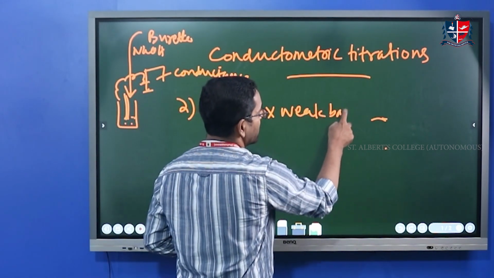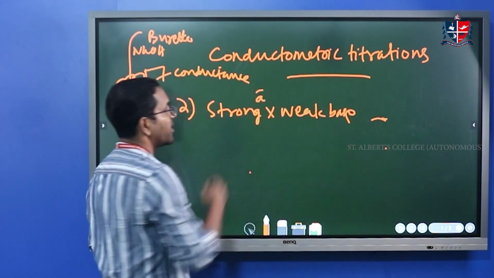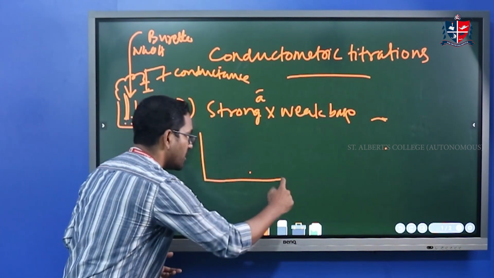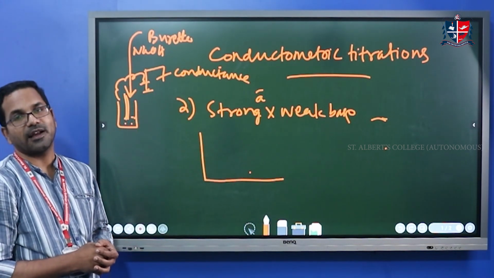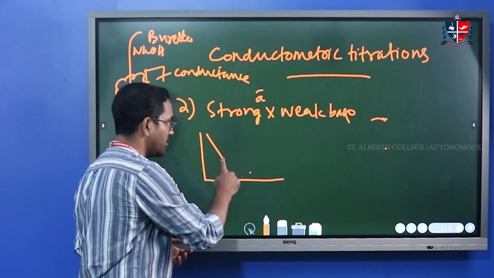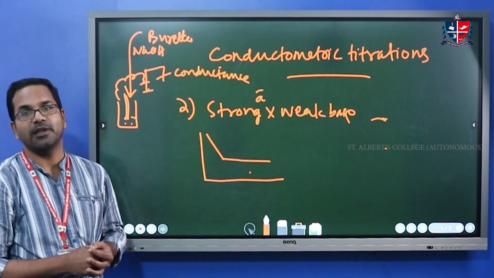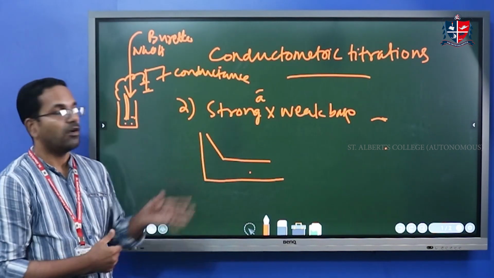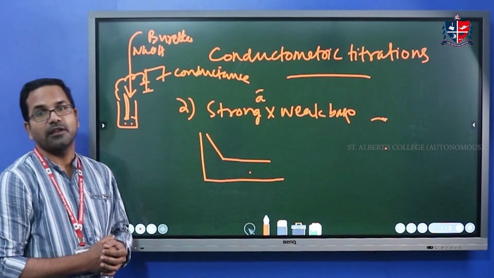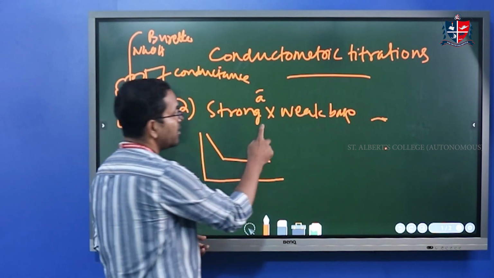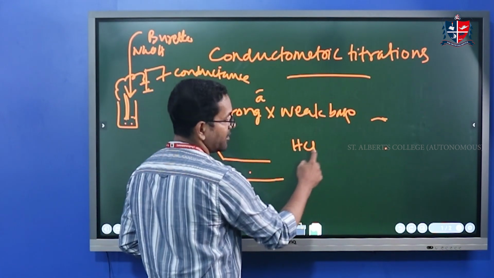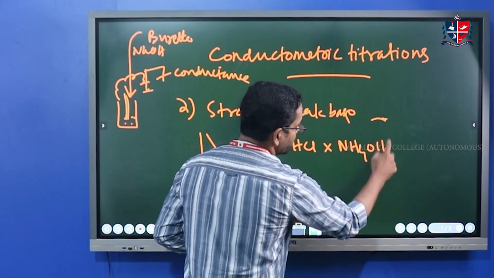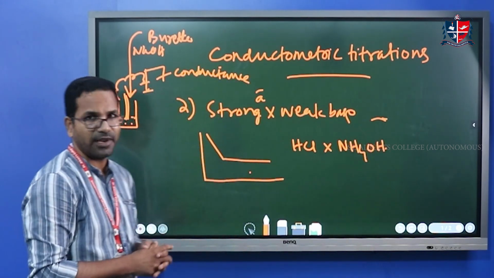Now, strong acid versus weak base. Just as discussed earlier, the graph will be like this. We are going to explain how we get the shape of this graph. Here we are taking a strong acid, HCl, as in the earlier case, and a weak base, ammonium hydroxide, which is a weak base compared to NaOH.